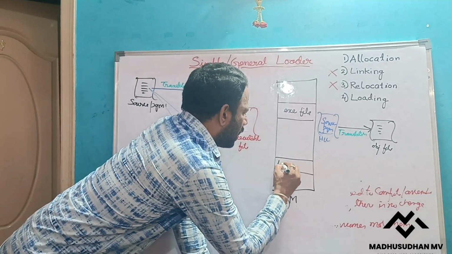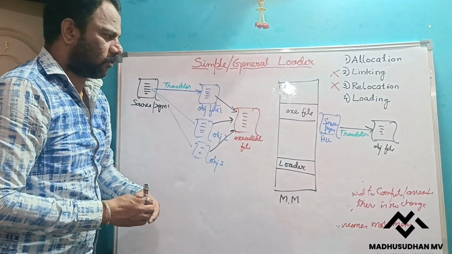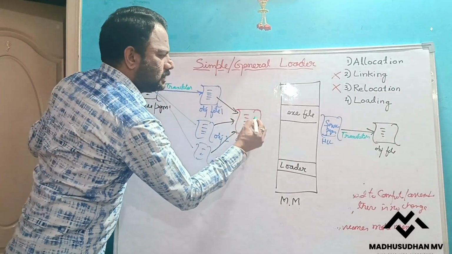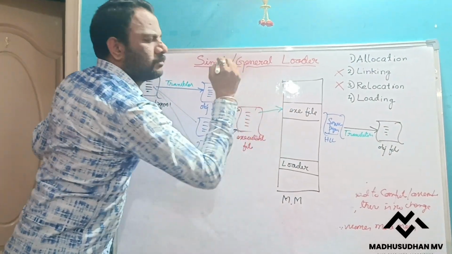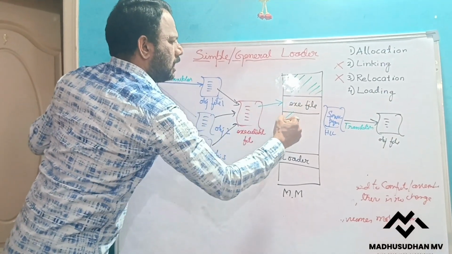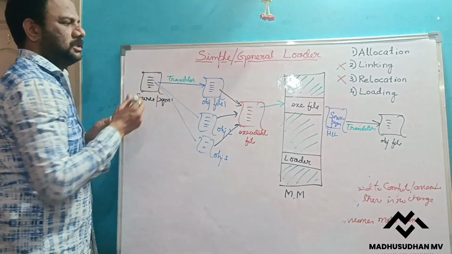here we have only the loader. That means a system software which is responsible only for bringing this executable file into the main memory. Only that part will be there. The remaining memory may be empty or occupied by something else. Okay, now this is the general loader.